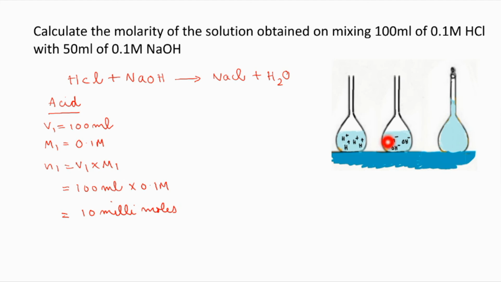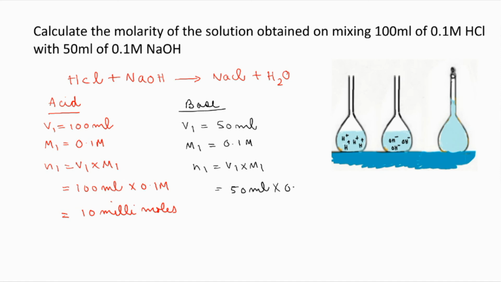In the same way, we calculate the number of moles of the base before mixing. Find the volume of the base taken: V1 is equal to 50 ml. What is the molarity? Let it be M1, equal to 0.1 molar. Now, what is the value of N1? V1 into M1, 50 ml into 0.1 molar. We are not converting into liter. Instead, we write it as 5 millimoles. Now again look at the balanced chemical equation.